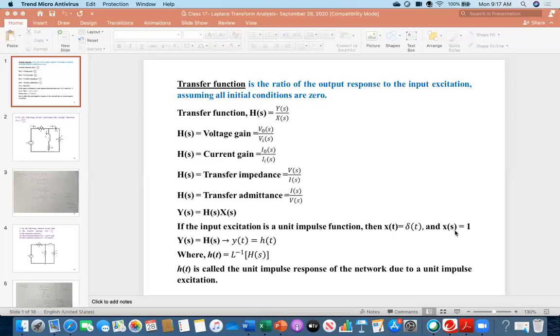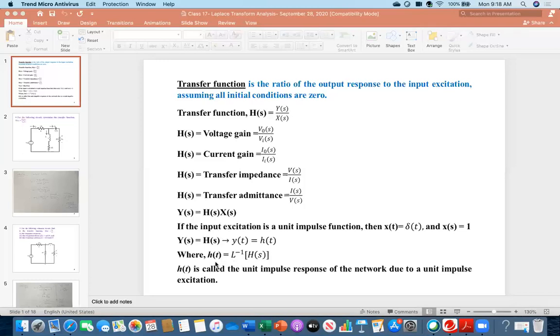That's why its Laplace transformation X(s) equals 1. So this means, look at this equation, Y(s) is H(s) multiplied by X(s). In case of a unit impulse function, because X(s) is 1, we are getting Y(s) equal to H(s). I have shown here. So this means in the time domain y(t) equals h(t). y(t) is the time domain function and h(t) is H(s)'s time domain function. So this means h(t) is the Laplace inverse of H(s).